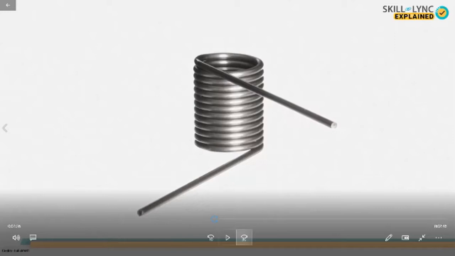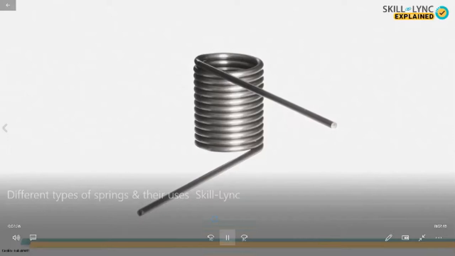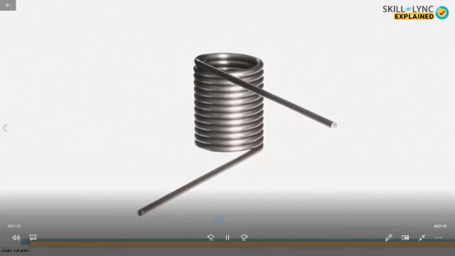Okay. And the next one is this. It is similar to a closed loop helical spring, except that in this spring, the ends of the spring are extended away from the axis of the spring in a non-helical manner. They are used to store twisting force.